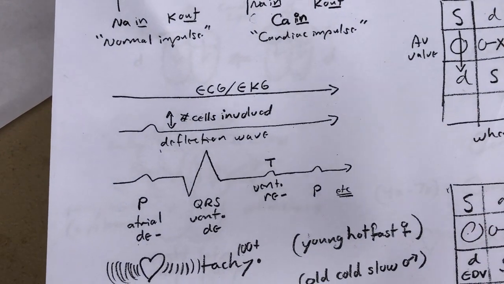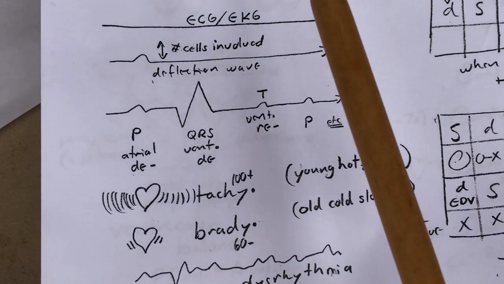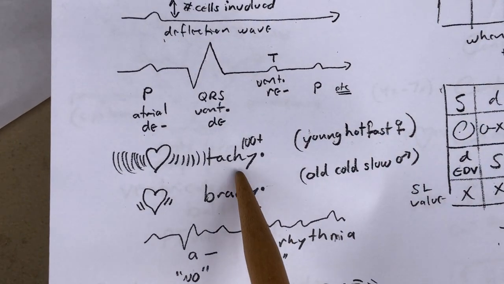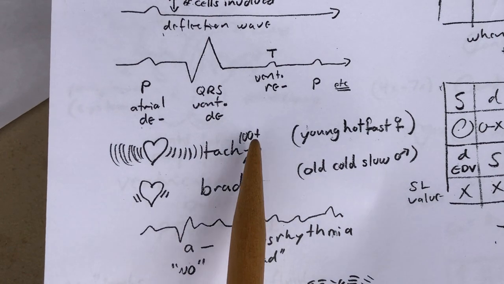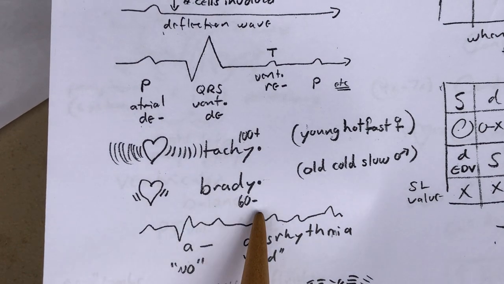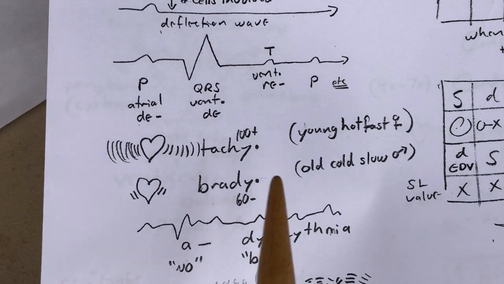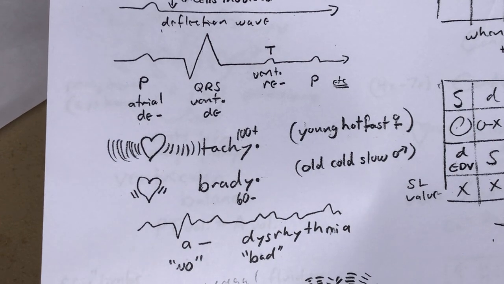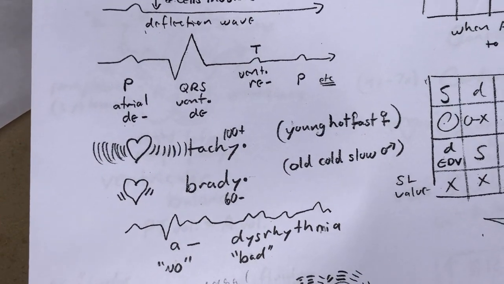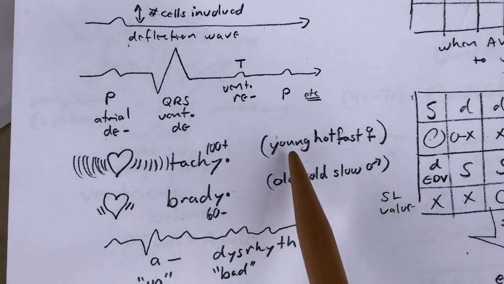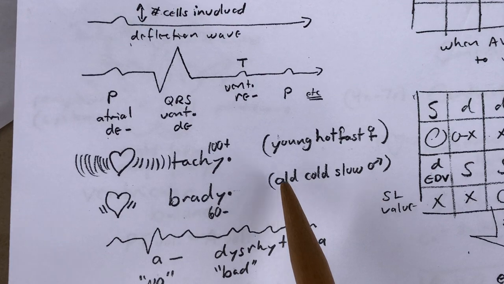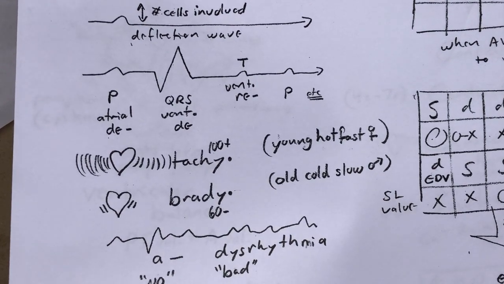Here are some general things about the heart rate. First off, tachycardia. Tachycardia represents a faster than normal heart rate, about 100 plus. Bradycardia represents a slower than normal heart rate, about 60 or less. Now, it turns out that there are several factors involved in whether your heart rate might be faster or slower. One is age. Younger people tend to have faster heart rates. Older people tend to have slower heart rates.